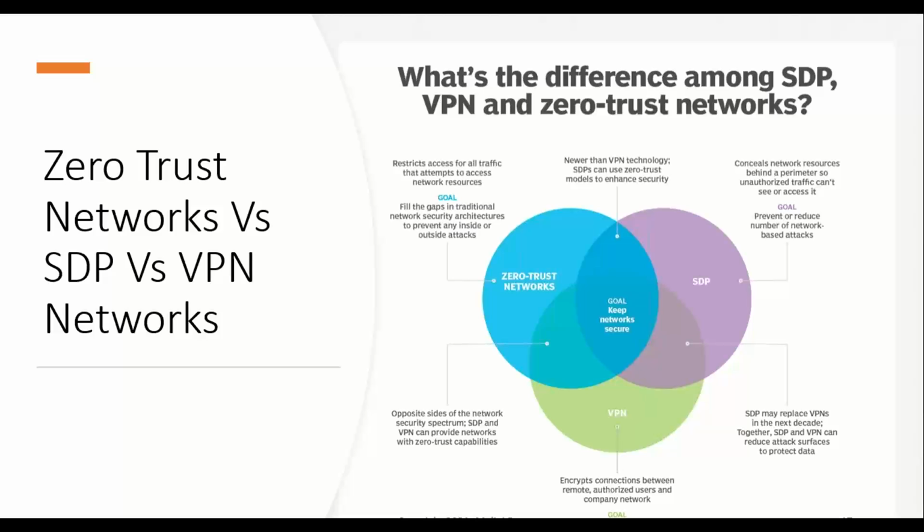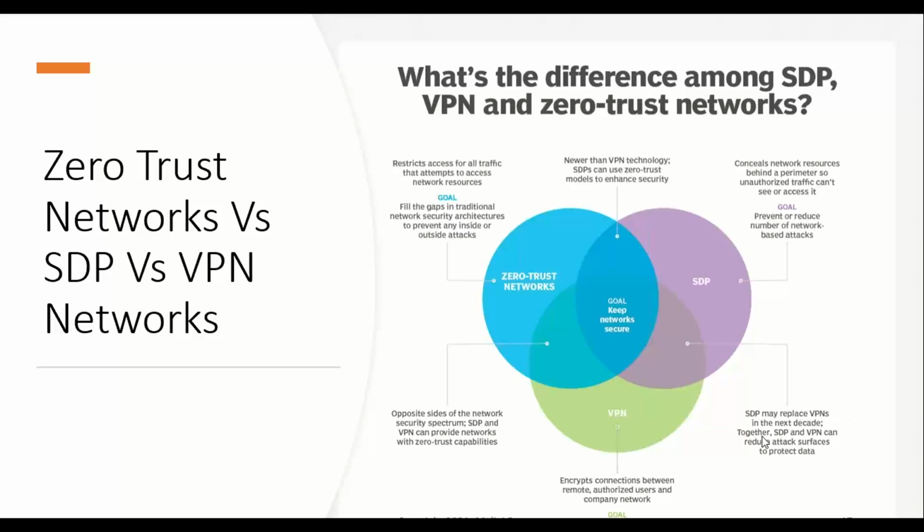So there is some confusion between zero trust and SDP, software defined perimeter, as well as the VPN, right? So they are not the same. However, SDP and VPN can use zero trust security, like you can see here in this diagram. VPN encrypts the connection between remote authorized users and the company network. The goal of VPN is to provide employees with secure remote access to company resources. And SDP, software defined perimeter, may replace VPNs.